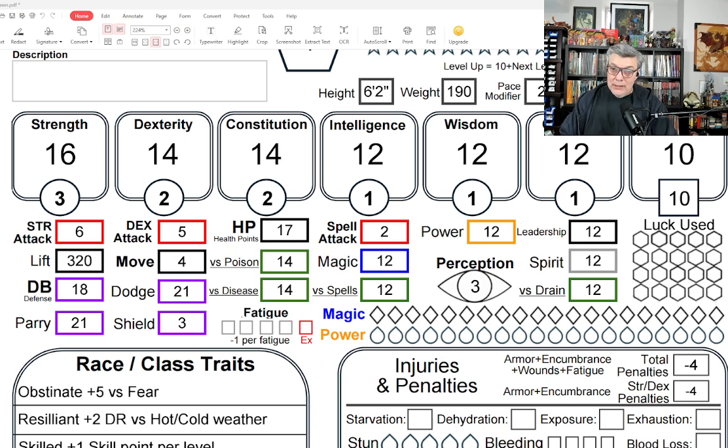The attack roll is the same. You are still making a d20 and you're still adding your spell attack. But instead of going against their defense bonus, you are going against their magic defense bonus. So on your character sheet, you have a versus spells right here. This is your defense against indirect spells. So you might be really hard to hit because you've got armor or you're really fast. But if somebody can see you and they can affect you with an indirect spell, this is your save against that.